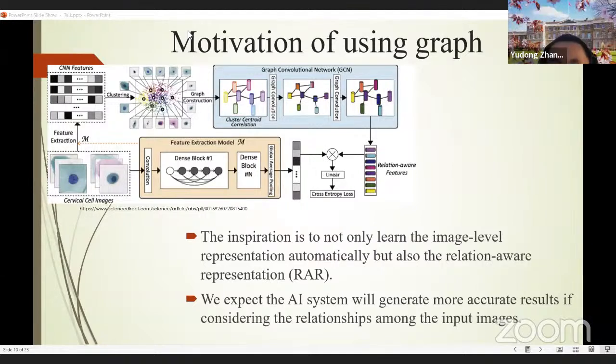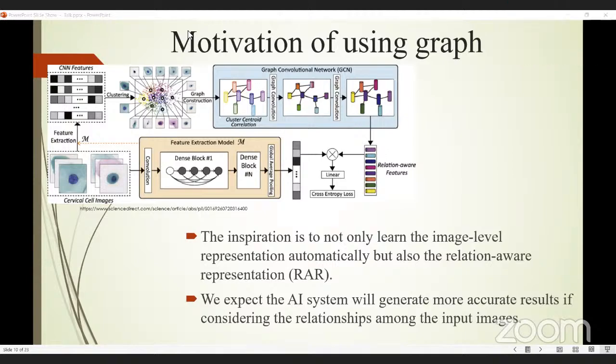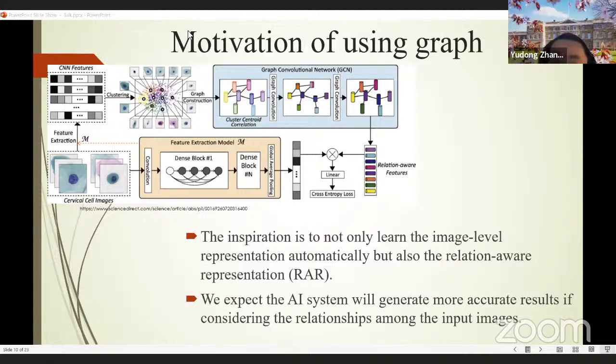Then I may need some help to switch on the pen, because usually in each slide we have a lot of contents. So it's better that we can have some laser pen, so you can know where I'm focusing on. Okay, sorry, please bear with me.